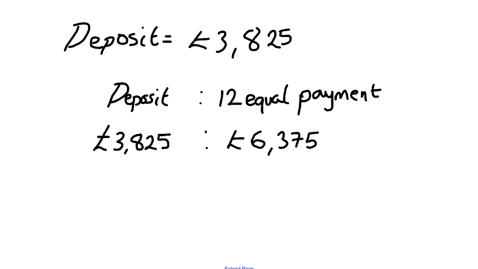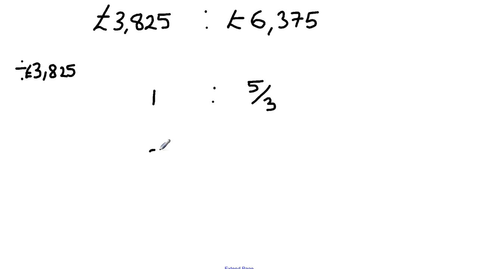Now I'm going to divide both sides by 3,825 pounds, which gives us a ratio of 1:5/3. Now I'm going to simplify it further by multiplying both sides by 3. So 3 times 1 is 3. 3 times 5 over 3 is 5. So our ratio is 3:5.